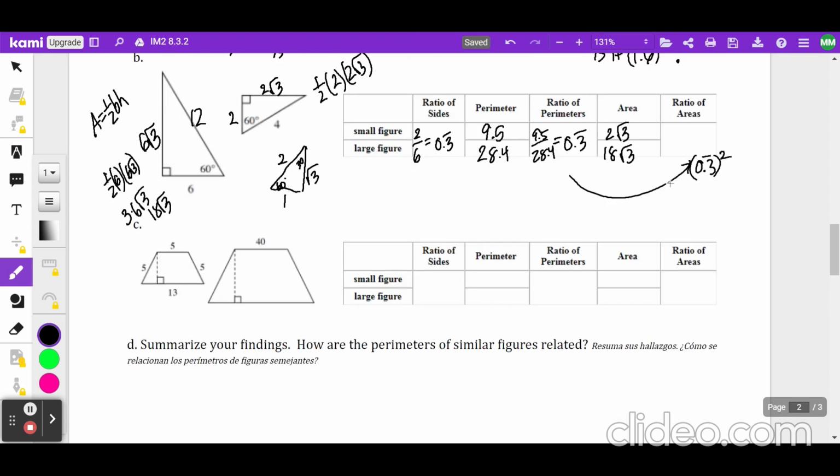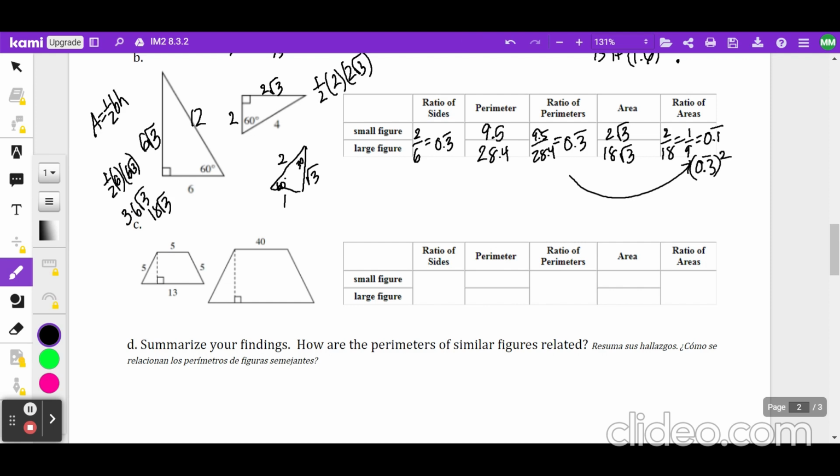The ratio of these areas is 2 over 18, which is the same as 1 over 9, which, would you believe it, is 0.9 repeating, and that is 0.3 repeating squared. Just kidding. I made a mistake. 1/9 is 0.1 repeating, and that is 0.3 repeating squared. Boop. Fixed it. Okay. Next problem.